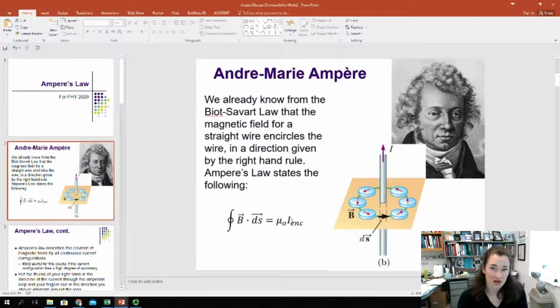So sometimes we call these loops Amperian loops, okay? Just like we called them Gaussian surfaces for electrostatics. This is kind of the same sort of logic that we would use for a Gaussian surface, okay?